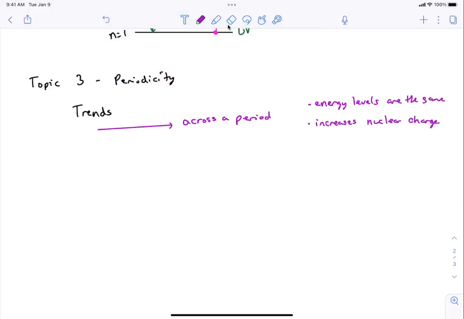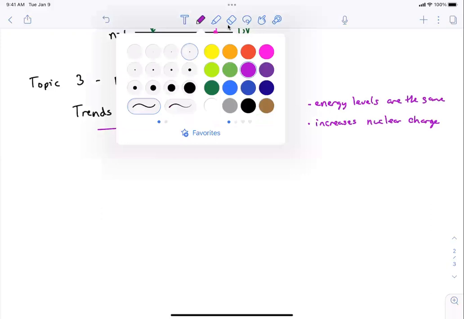So all of this relates to that same concept. Instead of having to memorize 4 or 5 trends and then their results and explanations for each one, the explanation is the same every time. You just need to apply it to what you're talking about.